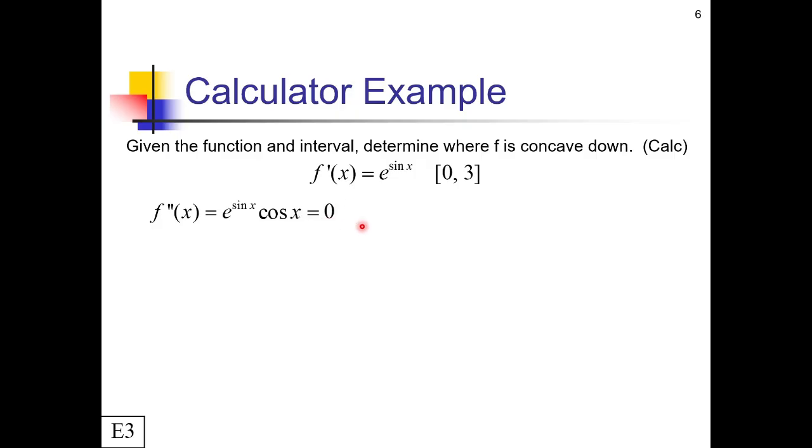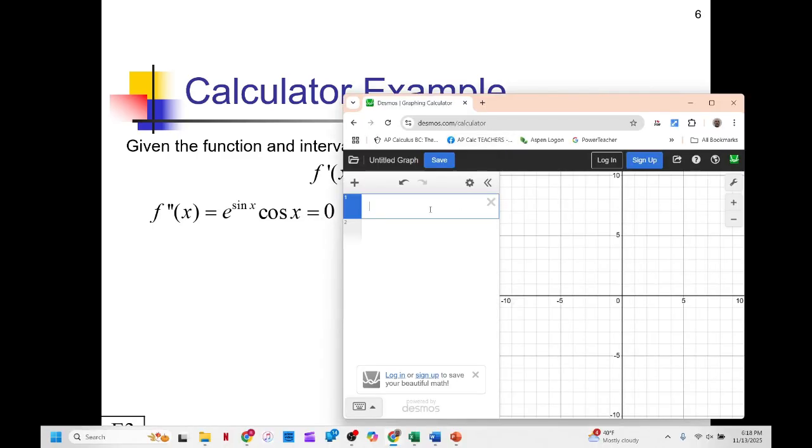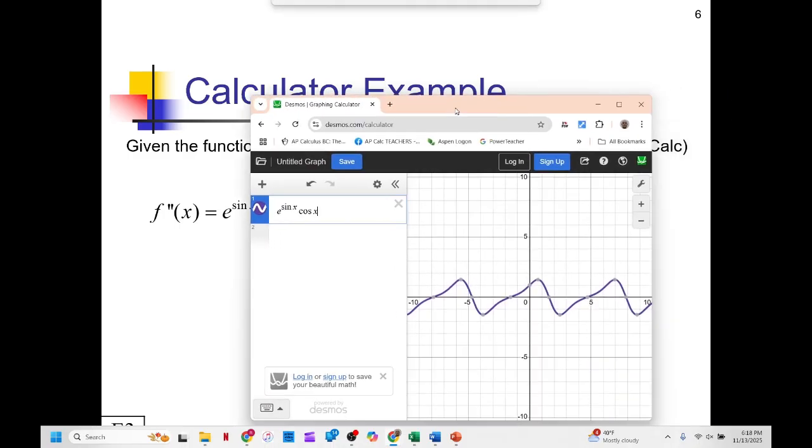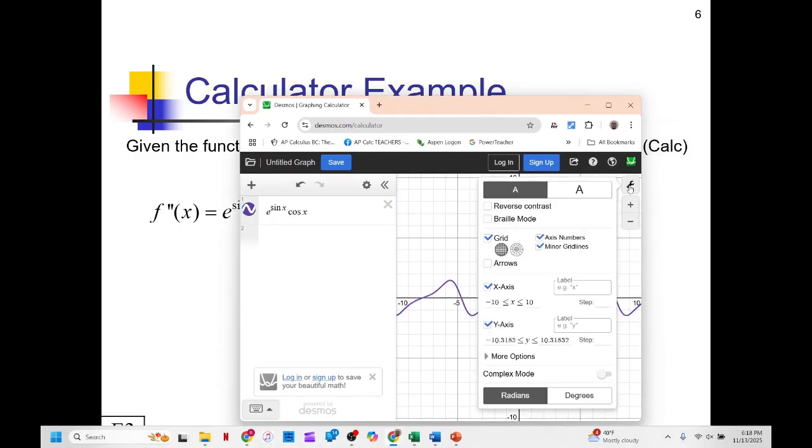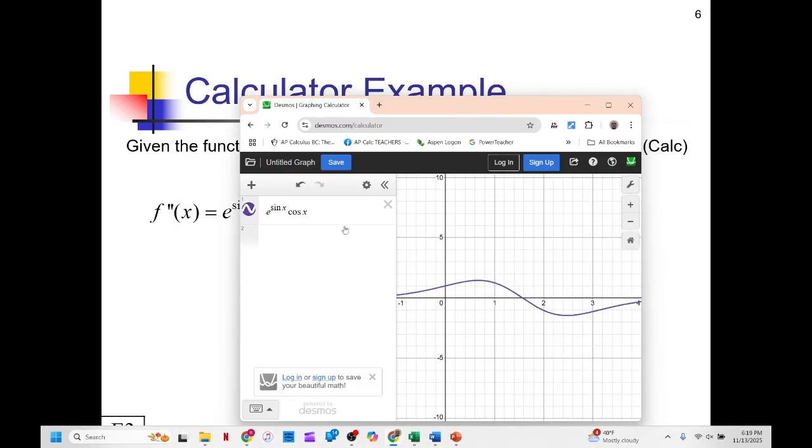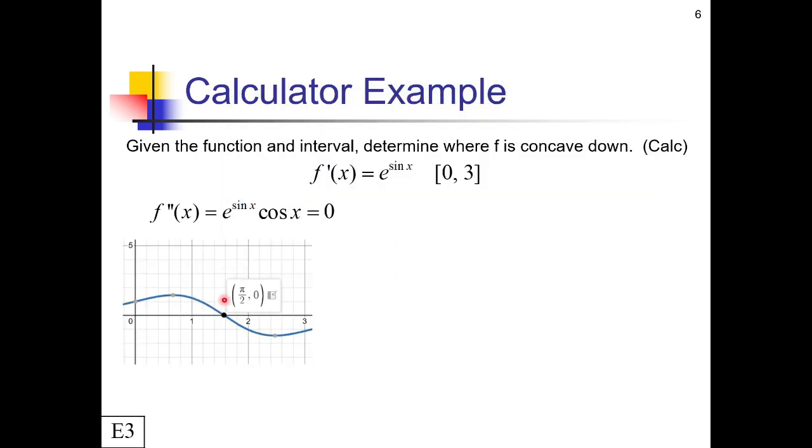So go into Desmos. Let me put in my function here, e to the sine of x times cosine of x. And we have the interval from 0 to 3. So let me change my x-axis from, let's say, -1 to 4, just to get a good window. And if I click on my function and see where this thing is crossing the x-axis, it happens at pi over 2.